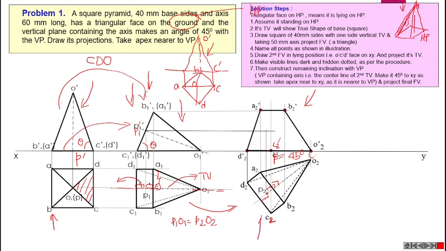Then in front view, after drawing these visual rays, we can see that in front view, edge C2, D2 is visible, then edge C2, B2 is visible. This edge is visible in front view, C2, B2. Then that edge must be in thick line. C2 dash, B2 dash must be in thick line. That means in front view, this entire base is visible. That is why all the edges will become thick line.